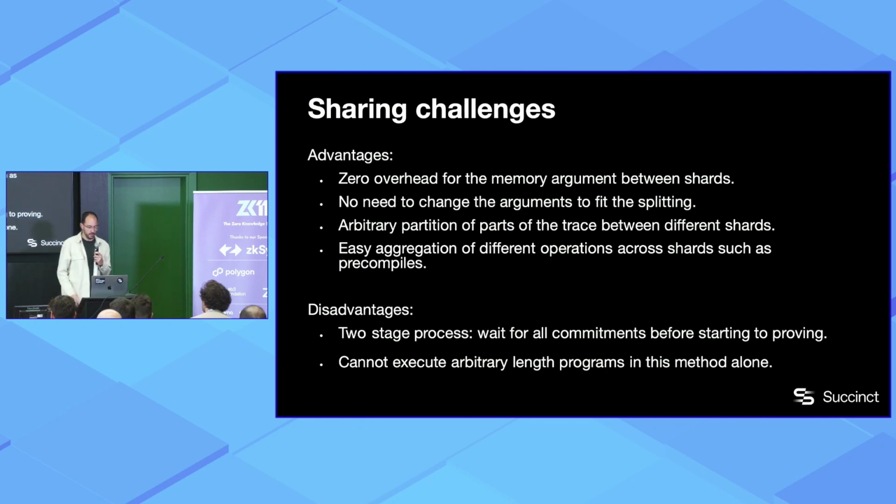So yeah, the last point is the aggregation of different operations across shards, right? So I can use only one shard for a precompile. Of course, the disadvantage is I have to wait for all the commitments to be computed before I start proving. So it's a two-stage process instead of a one-stage process. But we actually found that there's not much overhead. Naively, you maybe have some communication overhead, but we kind of eliminated that.